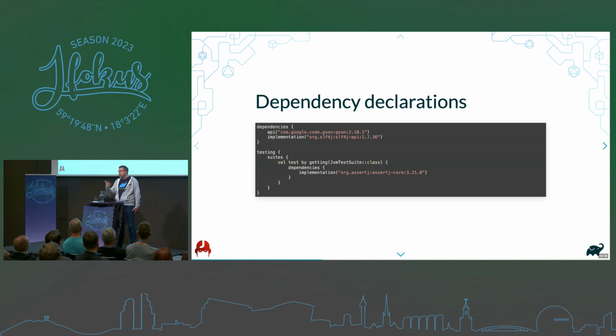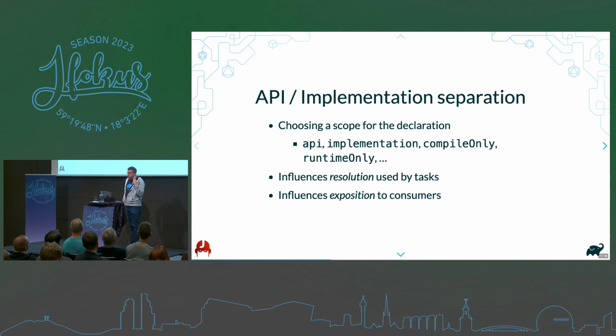The legacy way, or the historical way, of doing that in Gradle is to figure out the full name of the configuration, which in this case is test implementation. But what we're trying to do is, given a context, model what you're talking about, API versus implementation. The reason for that separation is exactly what I said. We want to influence the resolution for the tasks, but also what's exposed to consumers.